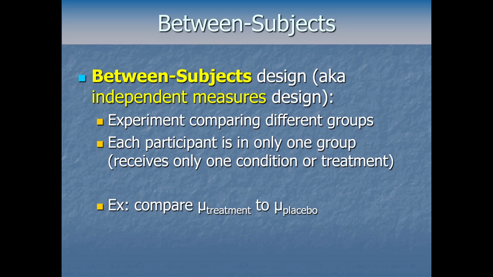So for example, we might compare our treatment group's mean score to our placebo group's mean score to make an inference about how the treatment and placebo would work in the population. By the way, the symbol here, it's a Greek letter mu. It's just used for a population mean, as in an average of a whole population of values.